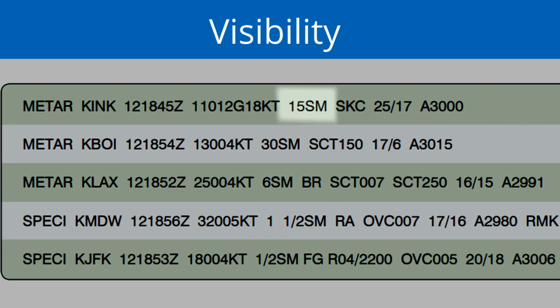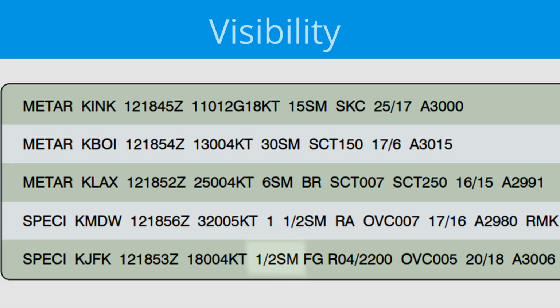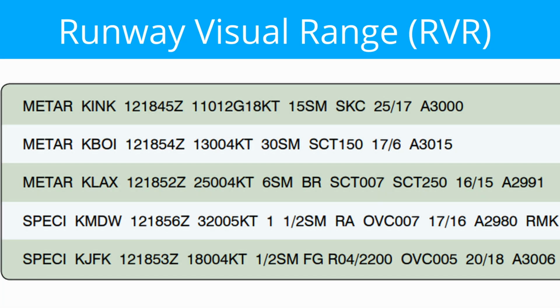On this top line, it is showing that we have 15 statute miles of visibility, and on the bottom line here, it is showing that we only have half a mile of visibility, so we're probably not going to go flying on this day. Next will be the runway visual range, or RVR for short.